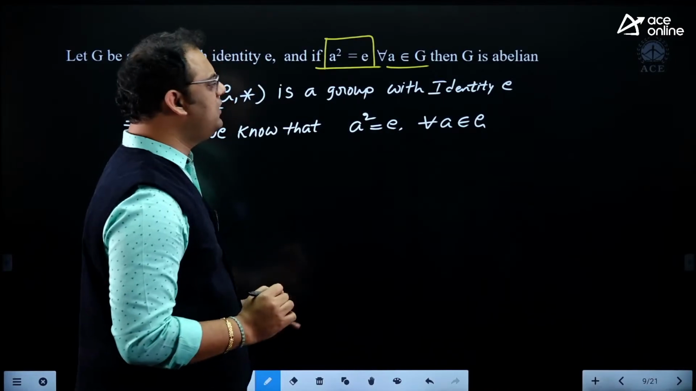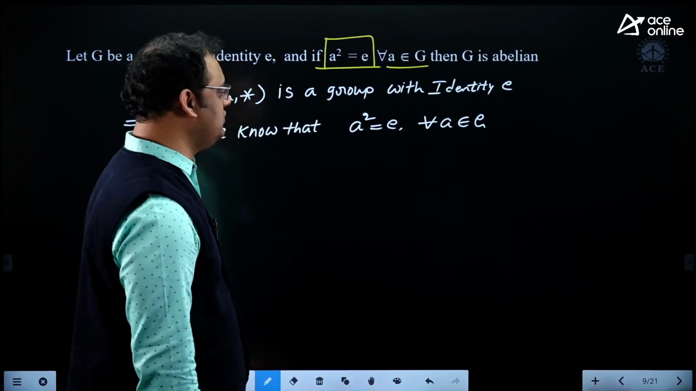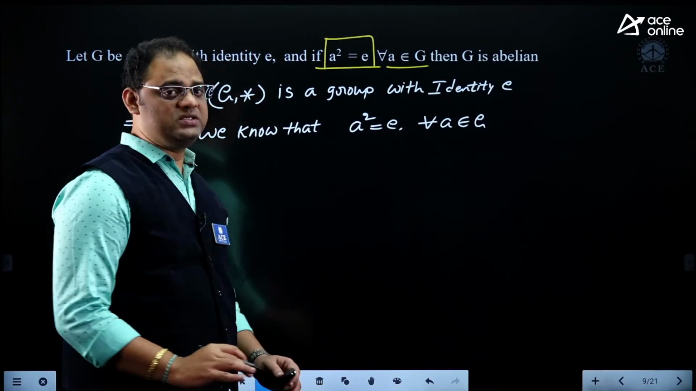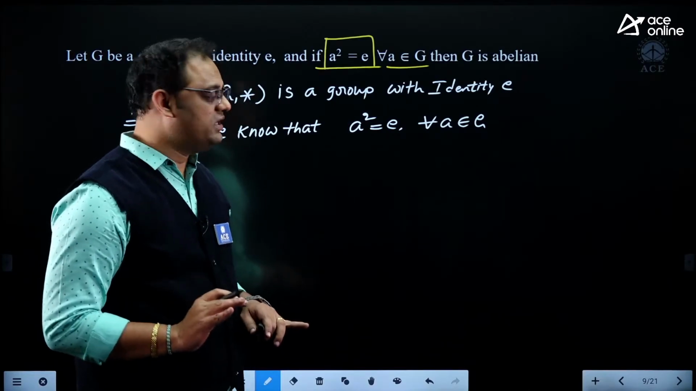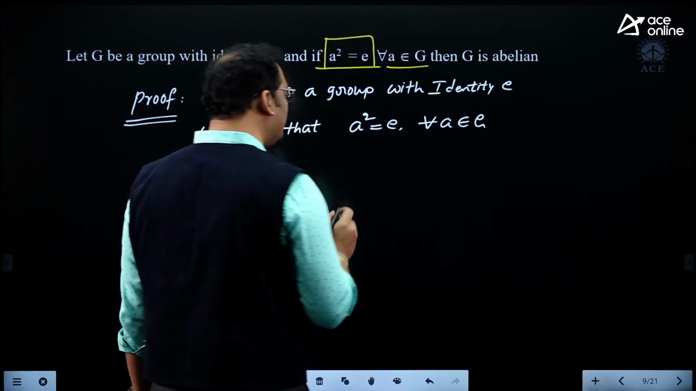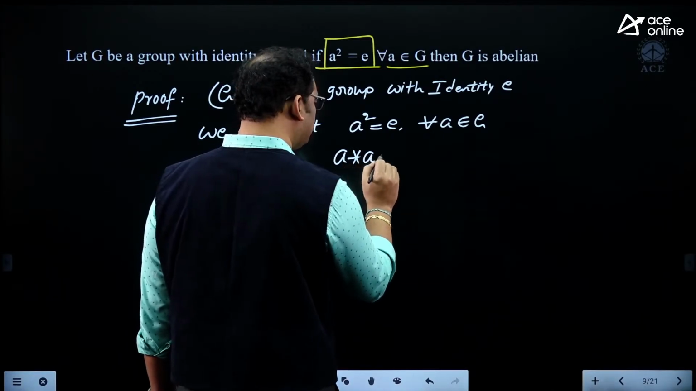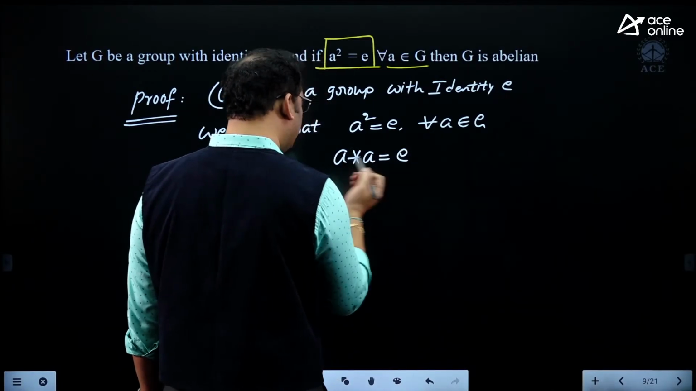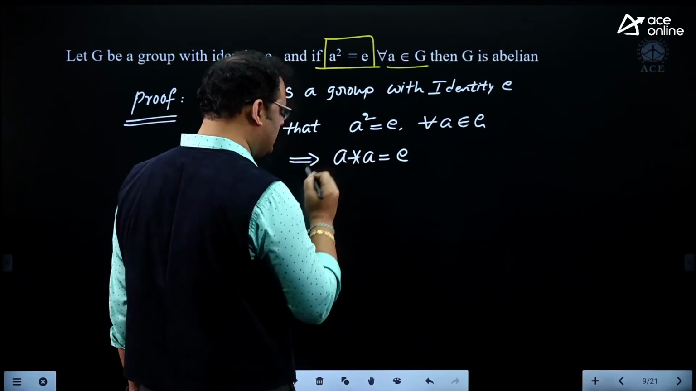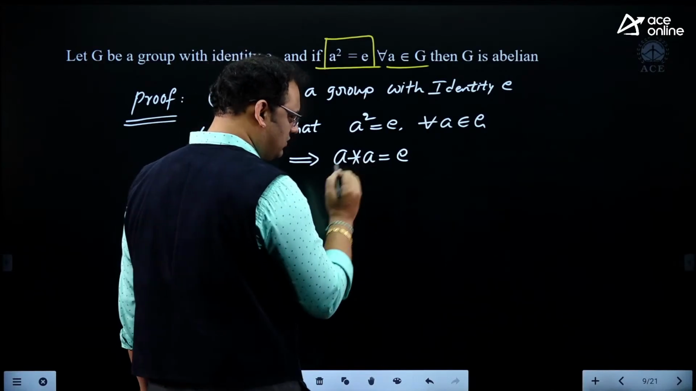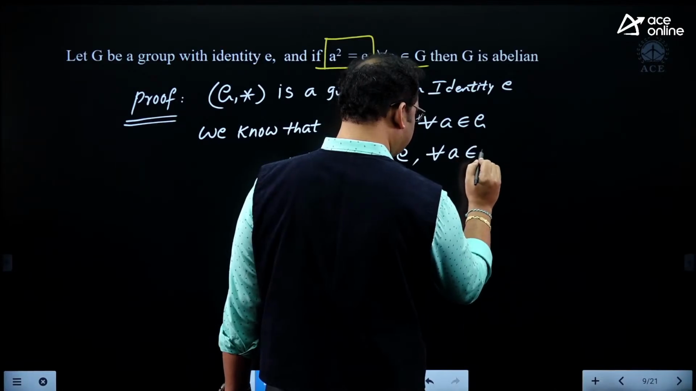For every element in the given algebraic structure, it follows that A square is equal to E. Please don't think A square is simply A into A. Here the product means the product of the binary operation. So A square means A star A, which is equal to E. Can I write like this? A star A is equal to E for all A belonging to G.